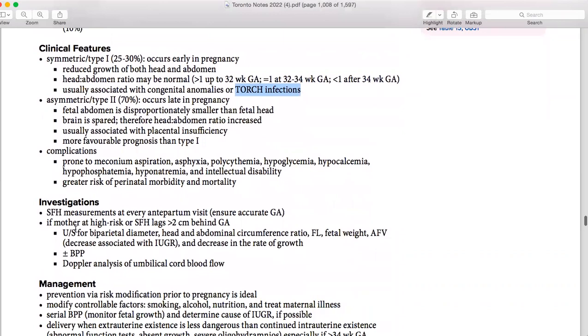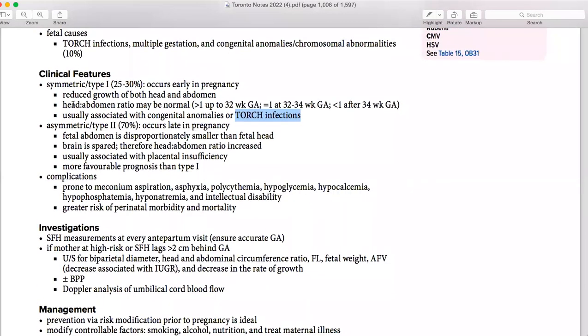Then investigation, obviously starting from the symphysis fundal height. Why are we going to do symphysis fundal height? We need to find the measurement of the head and abdomen, because this is the least invasive procedure. Always remember, when you start with the investigation, always start with the least invasive, where the baby is safe, mother is safe, no radiation, and you can do it from outside.